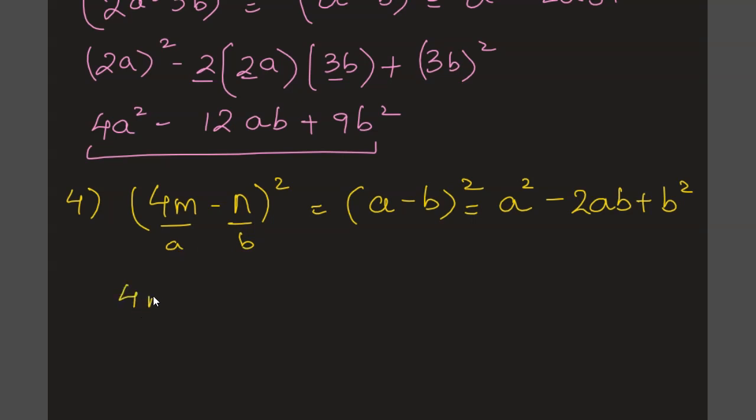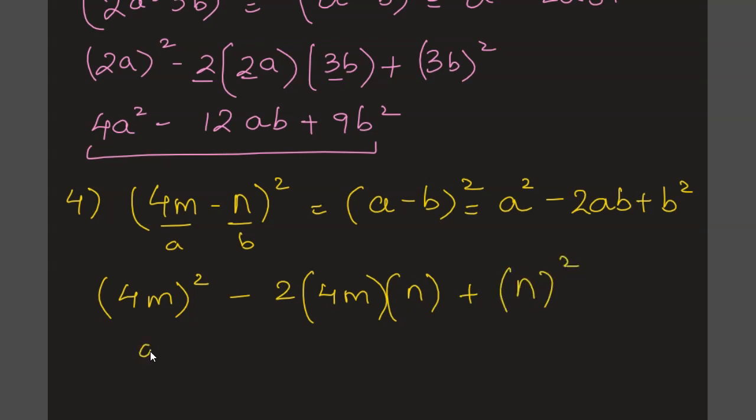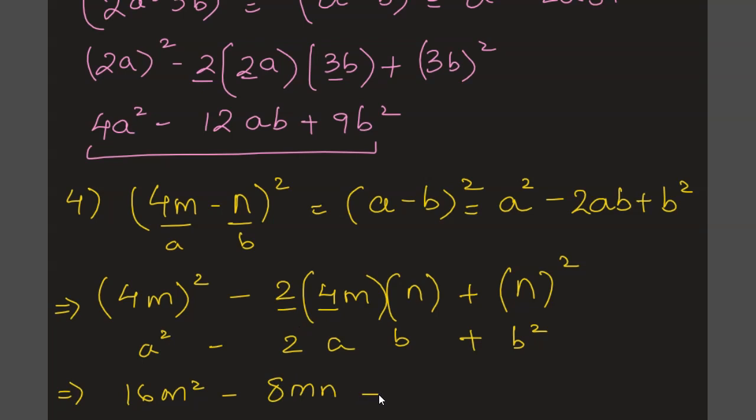So we can write it as 4m square minus 2 times 4m times n plus n square, which is nothing but a square minus 2 times a times b plus b square. So this gives us 16m square minus 2 times 4 is 8mn plus n square.